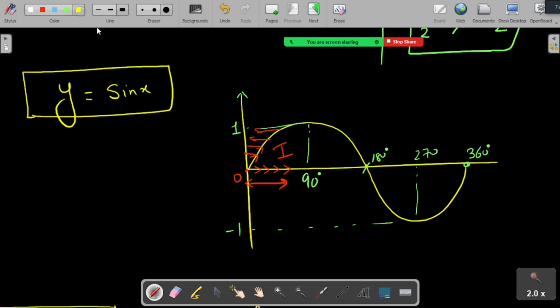Now, can you tell me 90 to 180? What is happening in 90 to 180? Decreasing. Yes, your x is still increasing, but your y coordinate is going to be decreasing. So now I think it's very simple to find graphically whether a function is increasing or decreasing in any particular domain. Is it okay?